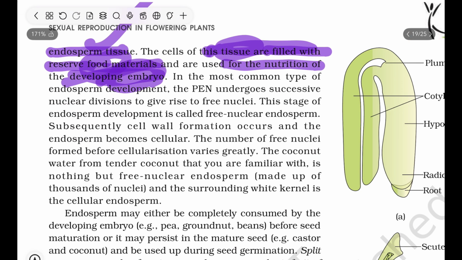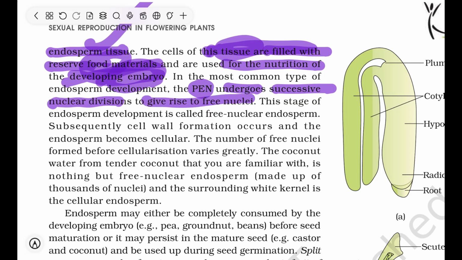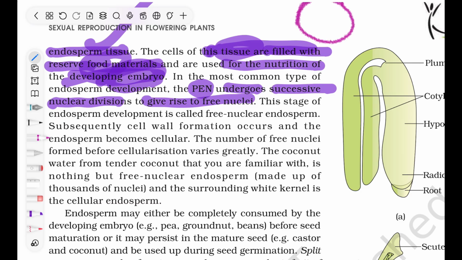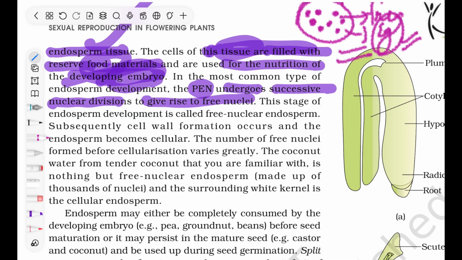Okay, in the most common type of endosperm development, the PEN undergoes successive nuclear divisions. Then the primary endosperm nucleus undergoes successive, meaning many, nuclear divisions to give rise to free nuclei. Basically, the endosperm cell will do many nuclear divisions and make many nuclei, and we call this the free nuclei condition. For example, in coconut there is a syncytium condition, a free nuclei condition, that formation will happen.